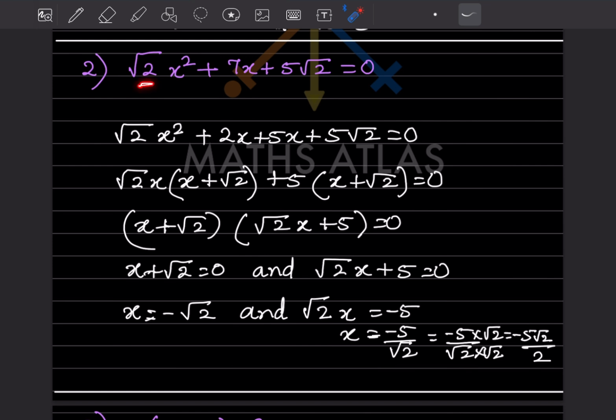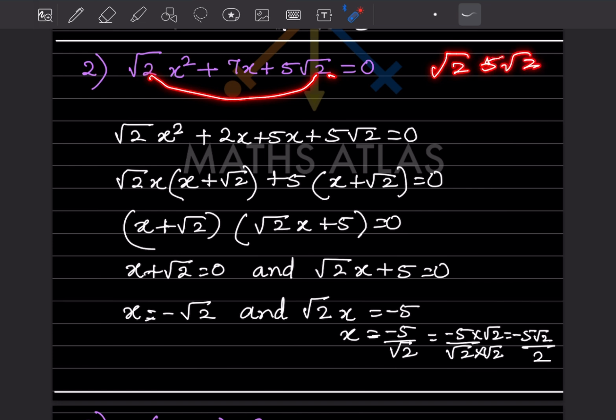So now it is given here root 2 x squared plus 7x plus 5 root 2 is equal to 0. Now just by looking at this root, you don't have to be scared. Now see, I'll show you how to do this one. Now this is the first term, this is the middle term and this is the last term. So now we know this is the first and the last term. We'll take the coefficients of those, so that will be root 2 into 5 root 2.